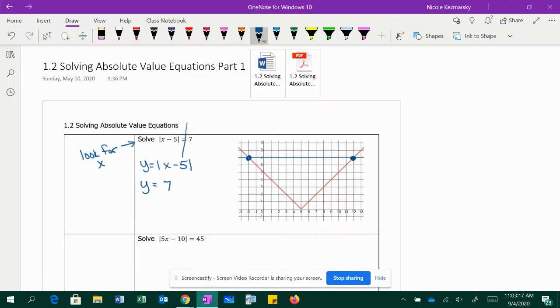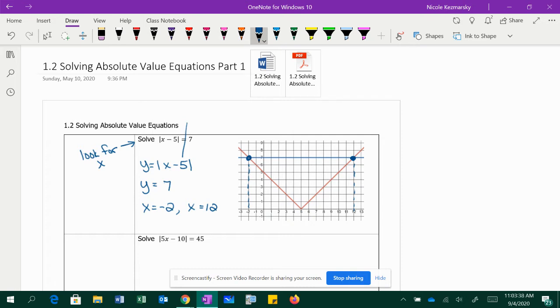So I'm going to go back to my notes. If I were doing this by hand, I would look straight down and see that I was hitting x equals -2 and x equals 12.